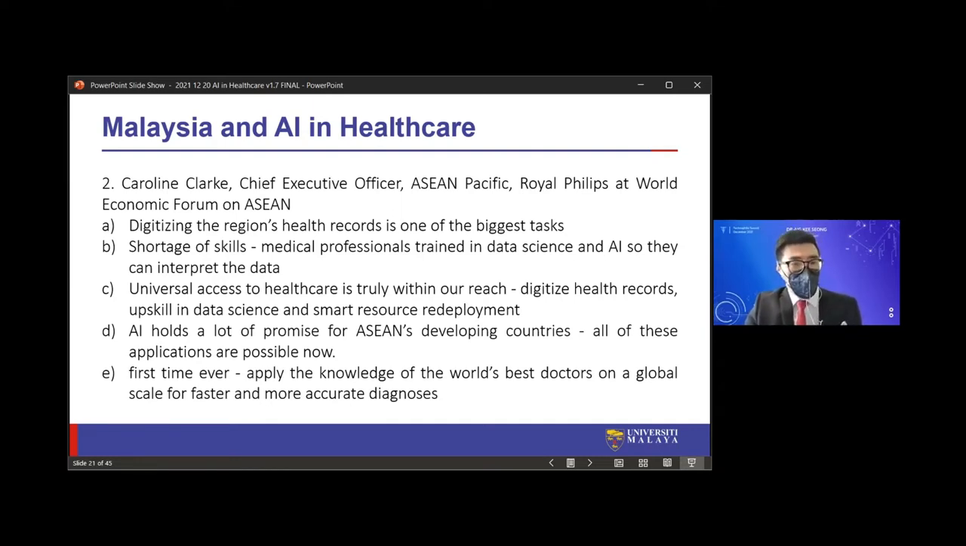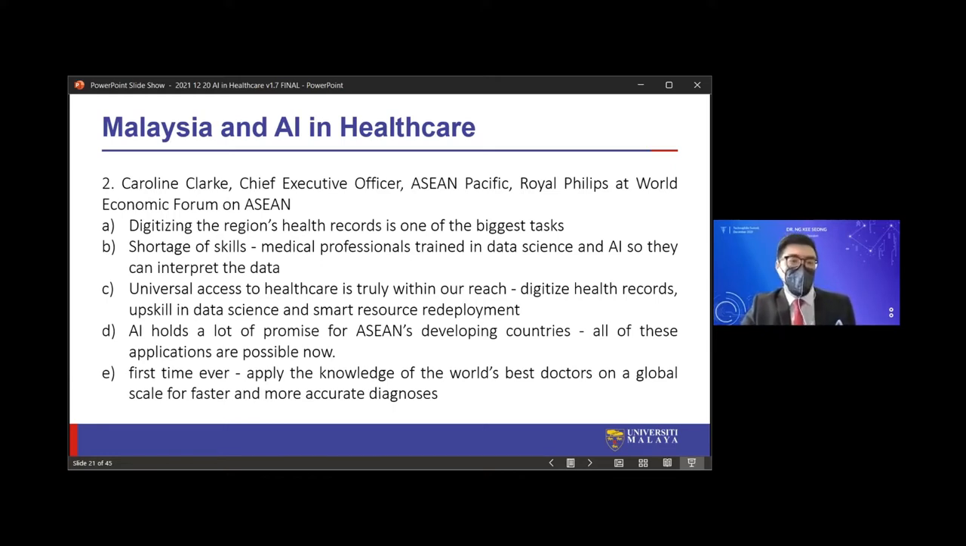Not only that, universal access to healthcare, we felt, is truly within our reach right now, as has been shown in a lot of the Western countries, where we can digitize the health records, we can upskill in data science, and then using smart resource deployment, we are now able to make healthcare really accessible for everyone. So she feels that AI holds a lot of promise for ASEAN's developing countries. More importantly, all of these are available right now. We're not talking about something someone is thinking up, a very abstract conceptual project. We're talking about real evidence-based applications which are already available that we have not implemented, unfortunately.